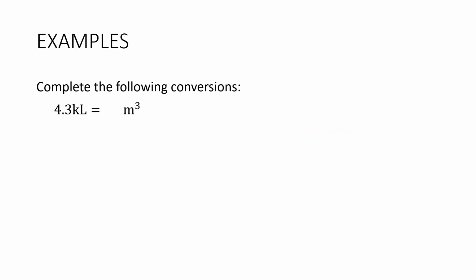So let's look at some easy conversions. 4.3 kilolitres into metres cubed. Well, 1 metre cubed is a kilolitre, so that's going to be 4.3 metres cubed. What about 25 centimetres cubed into mils? 1 centimetre cubed is a milliliter, so that's 25 milliliters.